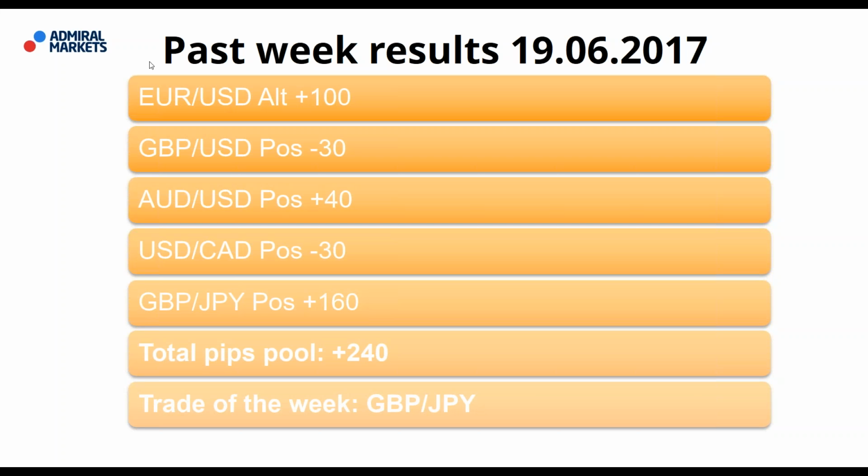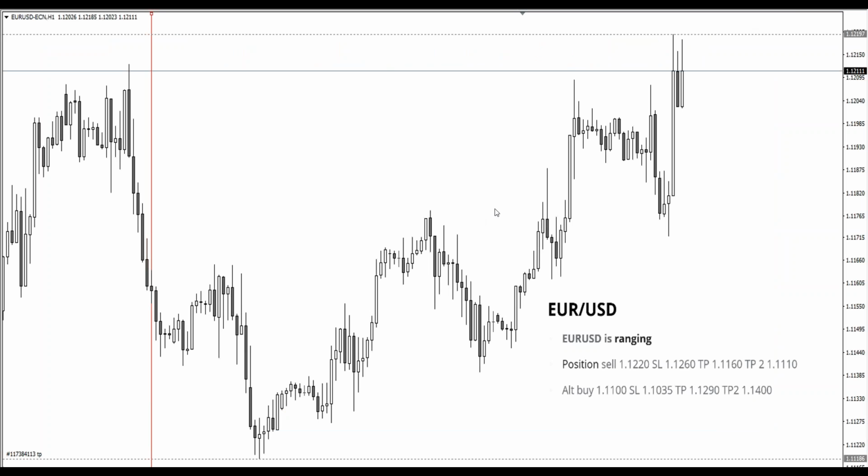And this is the result for the previous week. 19th of June, we had euro dollar alternative trade for 100 pips. Pound dollar was minus 30. Australian dollar was plus 40. Dollar CAD was minus 30. And pound yen potential 160, even more because the price went way above DP. So total pips pool was 240 possible, and the trade of the week was pound yen.